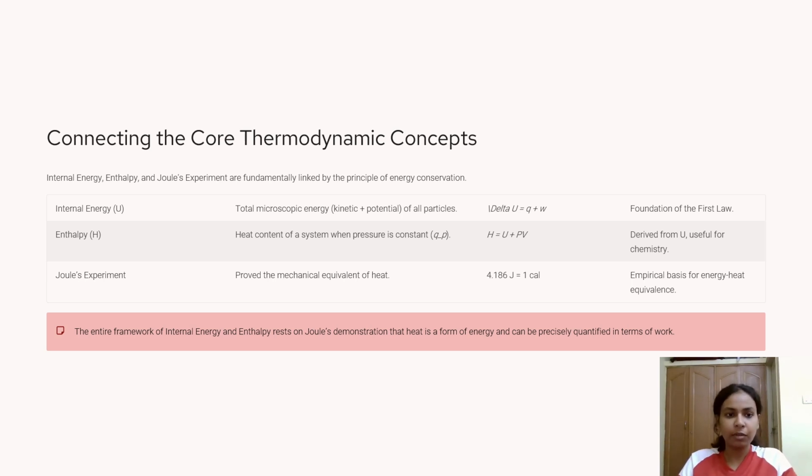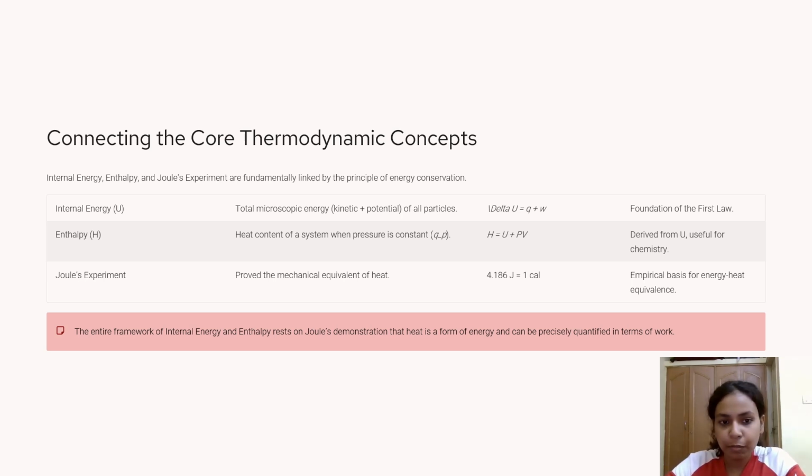Now let's summarize all these topics. Internal energy is the total microscopic energy of all particles, given as delta U is equal to Q plus W. Enthalpy is the heat content of a system at constant pressure, H is equal to U plus PV. And Joule's experiment, what we just learned, proved the mechanical equivalence of heat: 1 calorie is equal to 4.186 joules. It is the empirical basis for energy-heat equivalence.